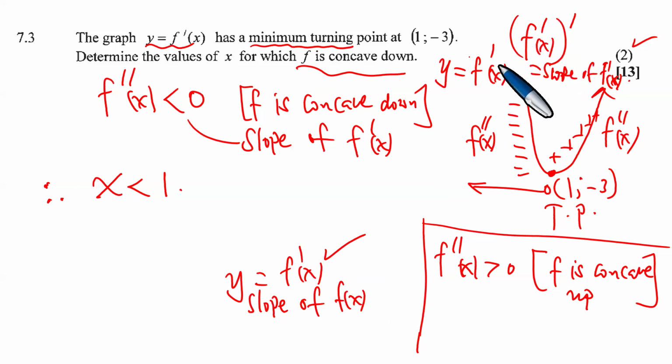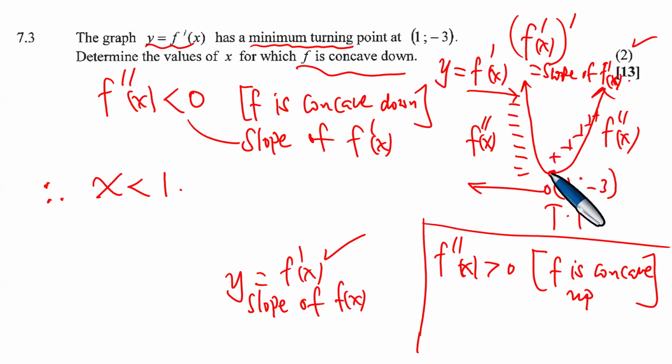So if it's double prime, it means we are dealing with the slope of this graph, the graph given to us. If you want to find its slope, we find its derivative. When is the slope negative? The slope is clearly negative when we're going down here, but positive when we're going up here. So the examiner is saying determine the values of x for which f is concave down, meaning where f double prime is negative.